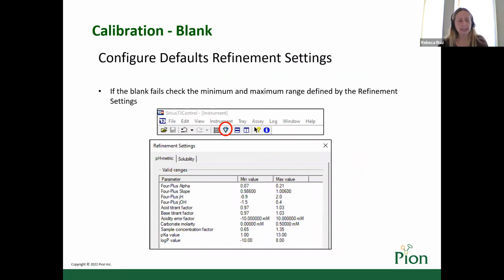So to check the acceptable range values of the blank parameters, you can use control and refinement software. This setting can be found by clicking the diamond symbol, which is the refinement settings.